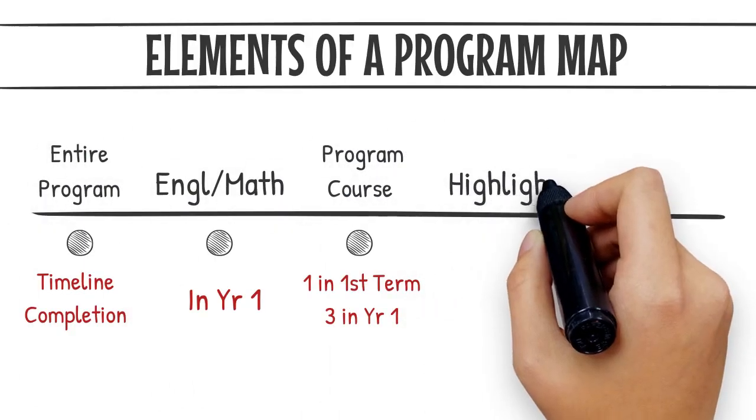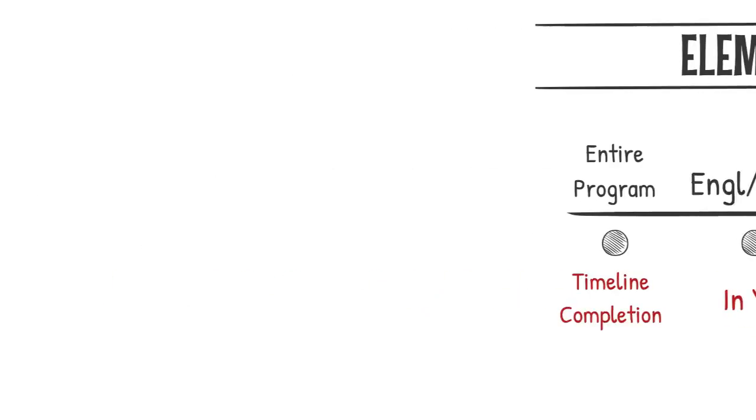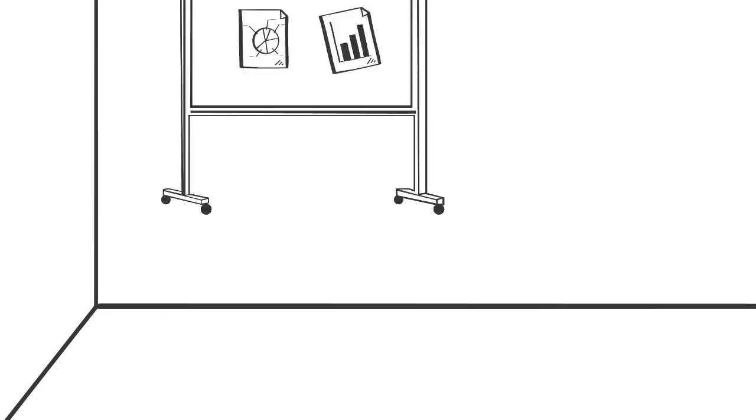A program map covers the entire program for full-time students with a timeline to completion. It includes suggested math courses relevant to the program and embeds completion of a college-level math and English in year one. A program map includes at least one program course in the first term and 3 in the first year. A map also highlights academic and student support milestones, and the map makes room for students' prior credits, educational goals, and possible transfer destinations. So what are the principles behind program maps?